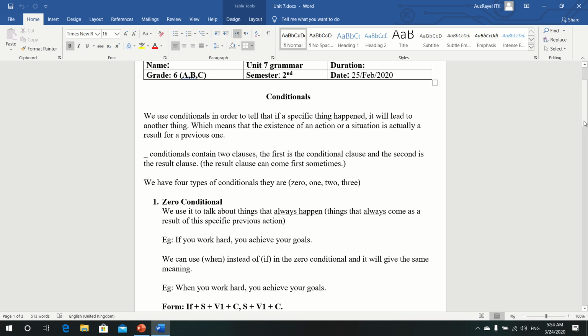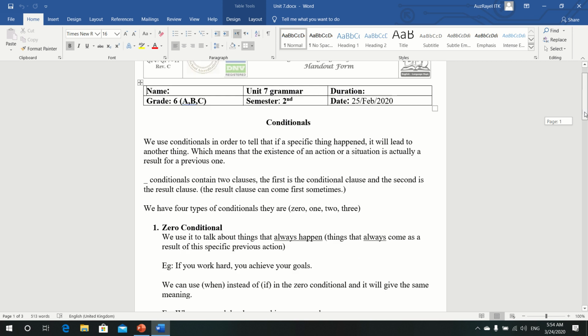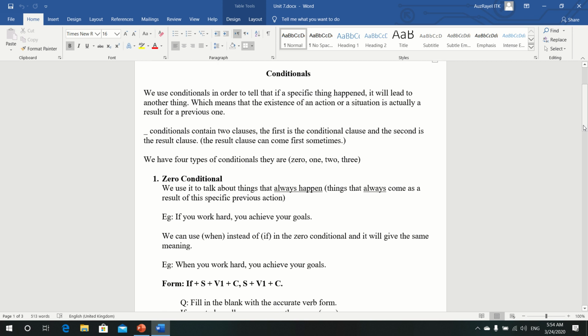We use conditionals in order to tell that if a specific thing happened, it will lead to another thing, which means that the existence of an action or a situation is actually a result for a previous one. So from here we will know that the conditionals means that we put a condition for something to happen. For example, if you study hard, you pass the exam. That means the condition to pass the exam is for you to study hard.